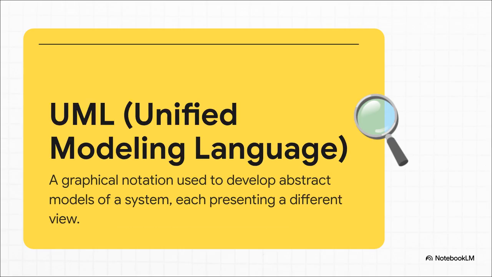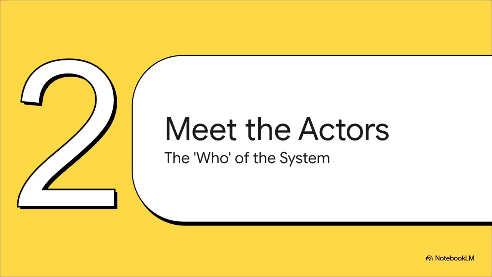Right, UML. So if I'm getting this right, UML is the language, the whole grammar and vocabulary, and a use case diagram is like one specific type of sentence we can build with it to describe what the system is supposed to do. Exactly. You've totally got it.